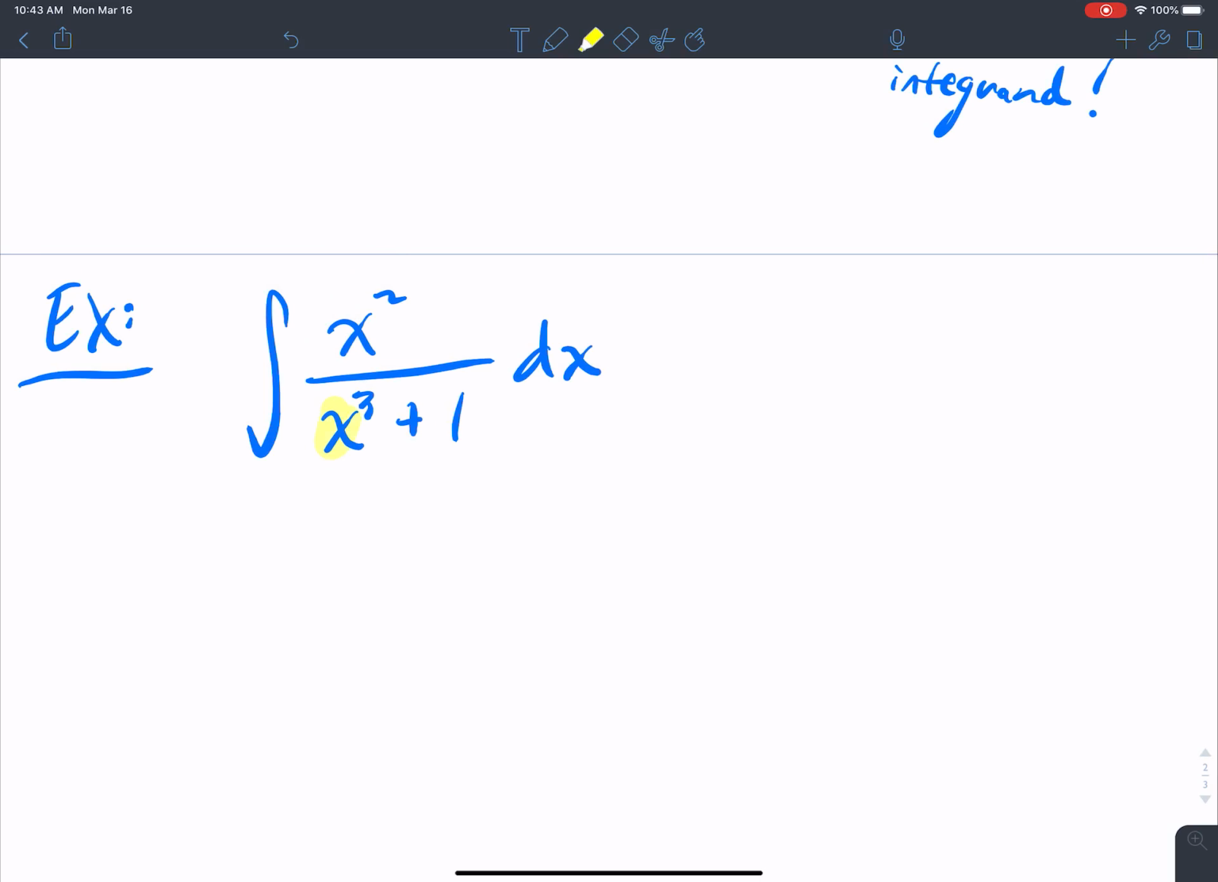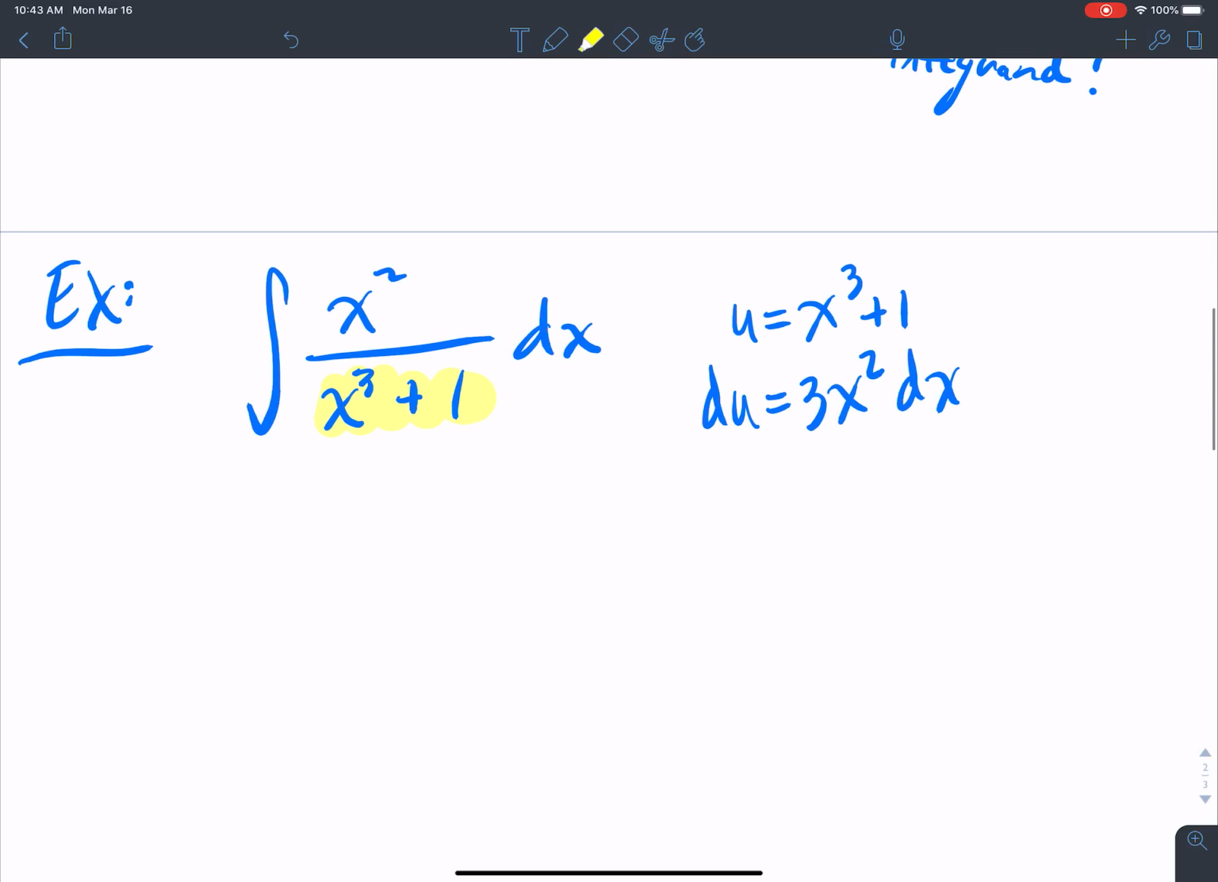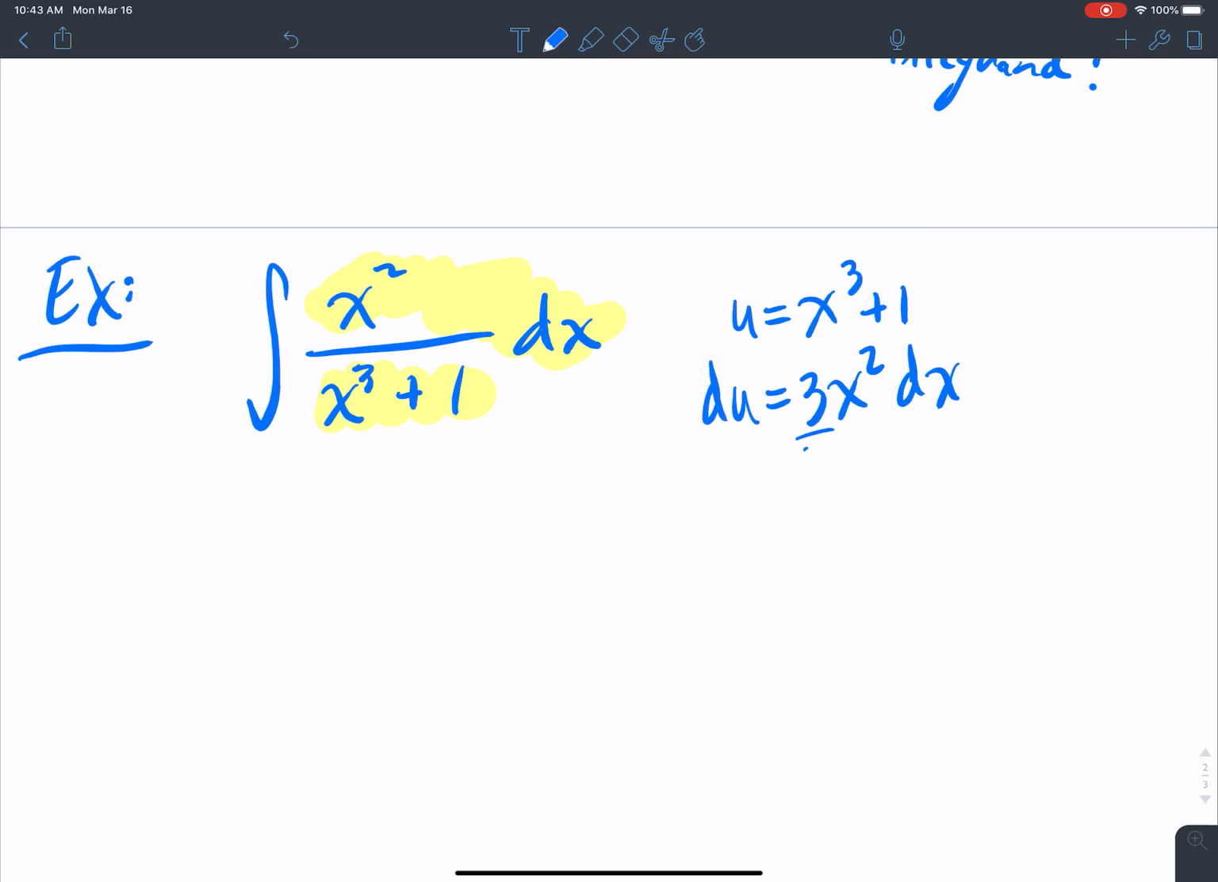So I need to maybe make the denominator u. Let's see. If I make the denominator u, x cubed plus 1 is u, then du is 3x squared dx. And that's what I want, okay? I see an x squared and a dx in the numerator. So divide both sides by 3. So I get x squared dx is equal to 1/3 du.